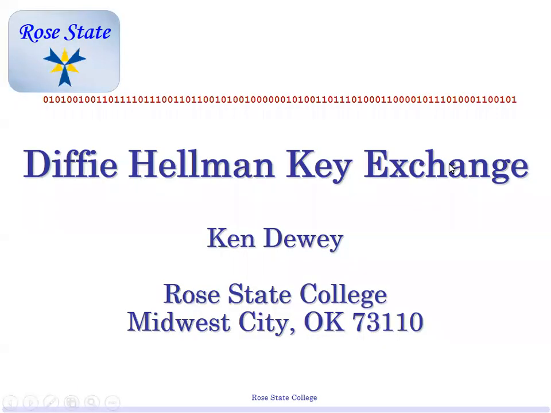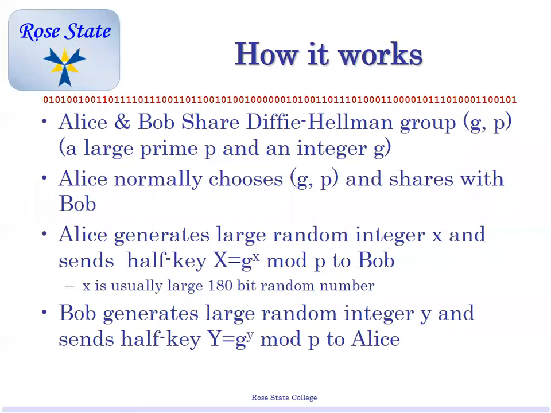Okay, this is Diffie-Hellman key exchange. So we know what symmetric and asymmetric is. Everybody understand that? Symmetric is same key. Well, how am I going to get the key to the other guy? Well, I can use Diffie-Hellman to get the key there. Okay. So here's how it works.